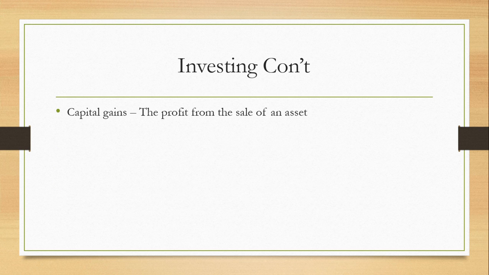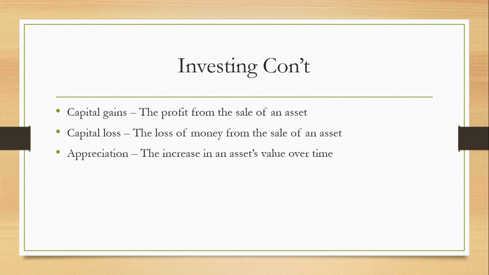Capital gains, the profit from the sale of an asset. A capital loss is the loss of money from the sale of an asset. Appreciation. Appreciation is the increase in an asset's value over time. Depreciation is the decrease in an asset's value over time. Aren't these terms the same?